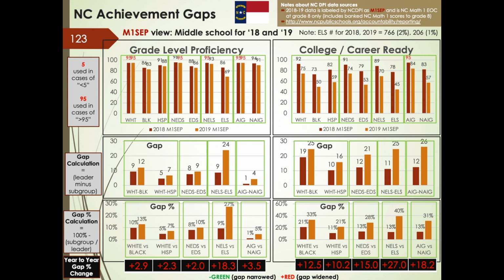And let's note this, what I put up in the corner here. Note that the number of students that are in that group, the ELS group, are very, very small, like 2% in 2018, about 1% in 2019. So it's a very small sample size that make up this number of ELS students. So at this point, I would not give a lot of stock in that one. But do notice that the CCR numbers, all of these numbers have increased. These gaps have all increased at least 10 points.